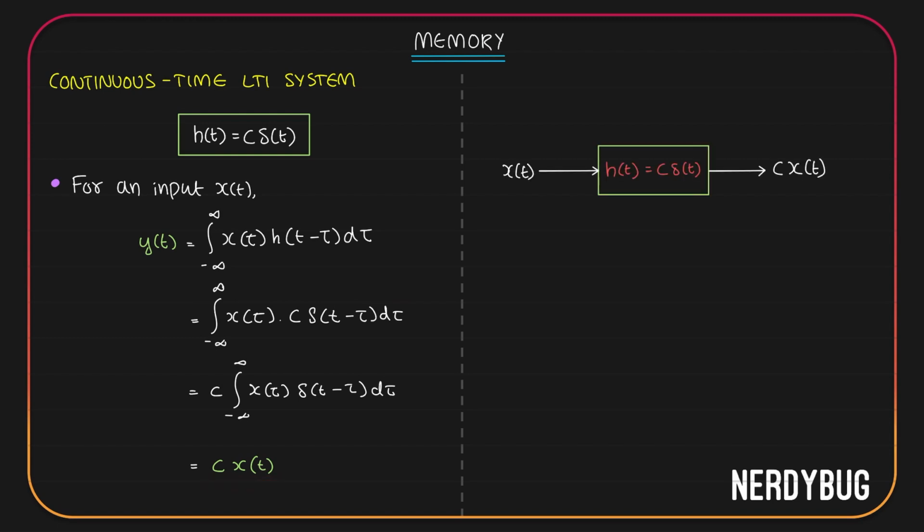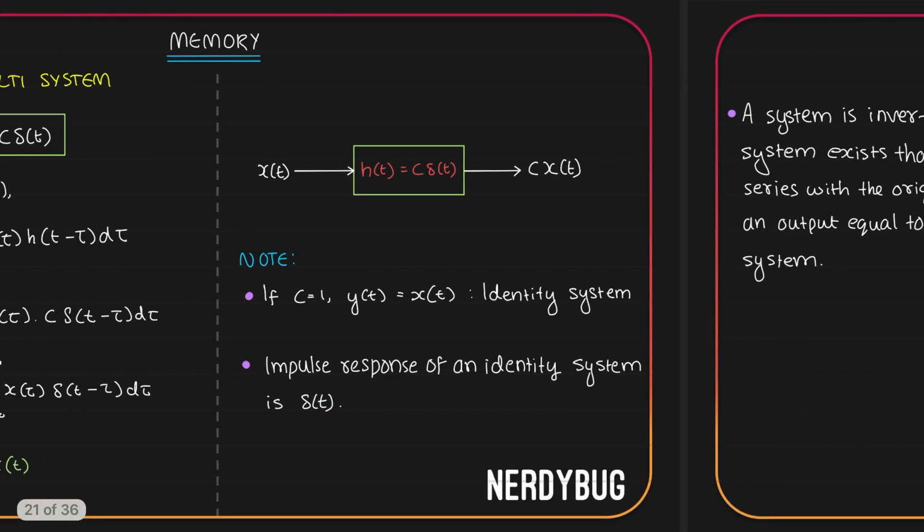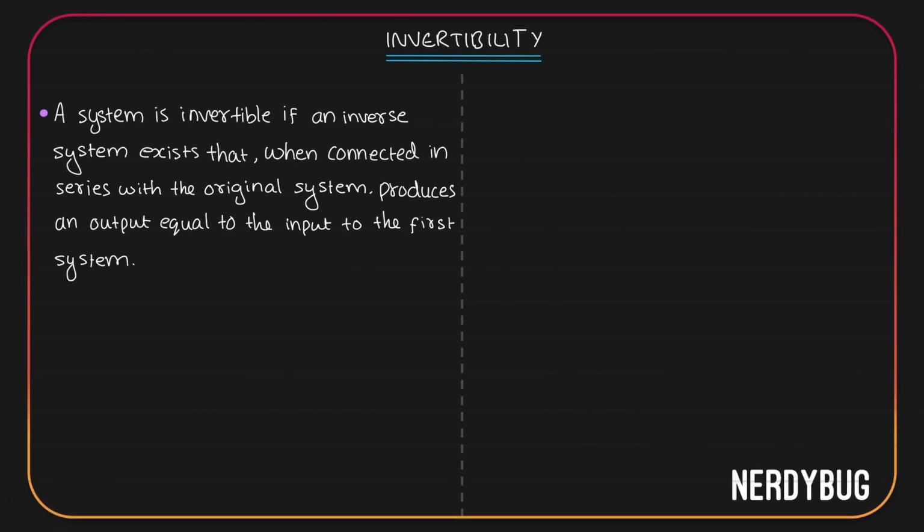It can be shown as a block diagram like this. We have a system whose impulse response is c delta of t. You give an input x of t, the output you get will be c x of t. Let's make an observation here as well. Since c can take any value, let us take c equal to 1. Then the output y of t will be equal to the input x of t, and this is what we call an identity system. Since c is equal to 1, the impulse response of this identity system is going to be just delta of t.